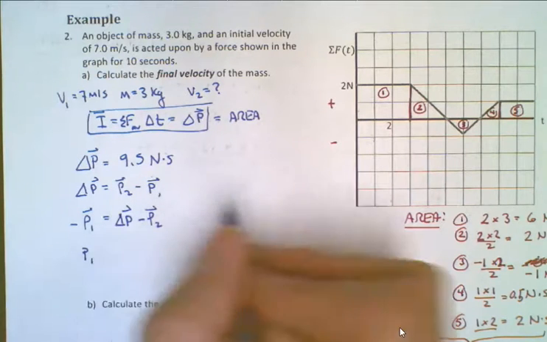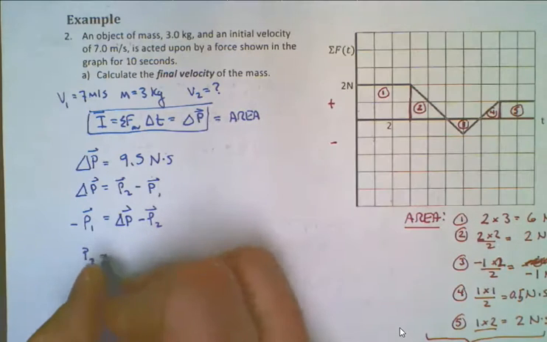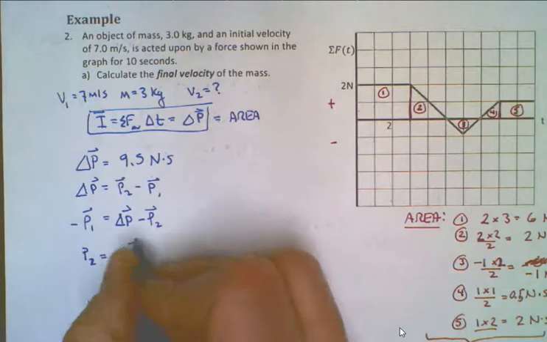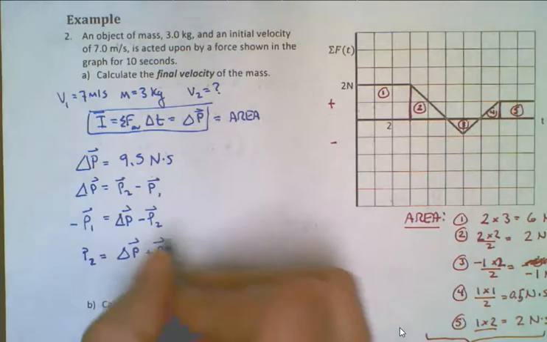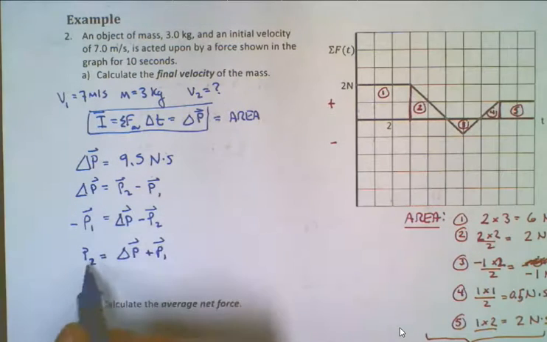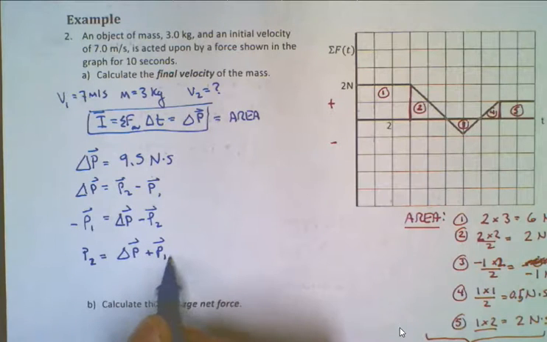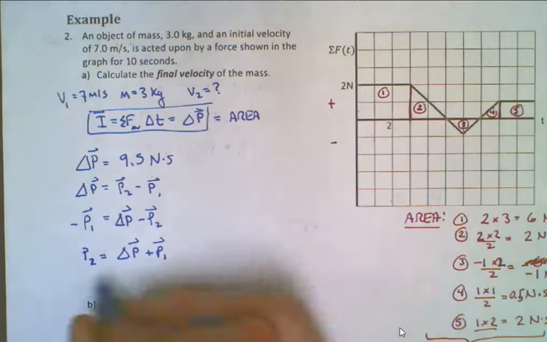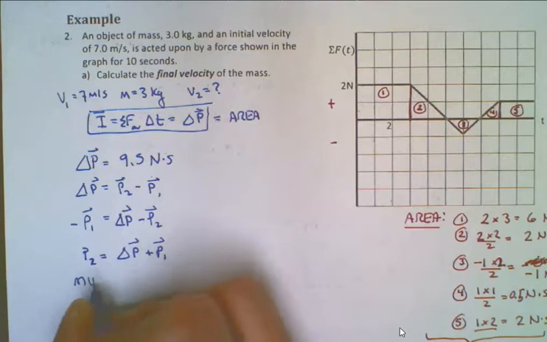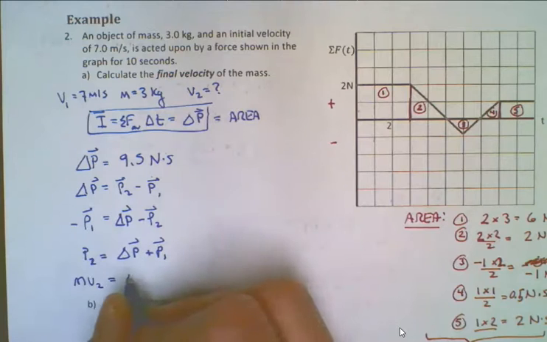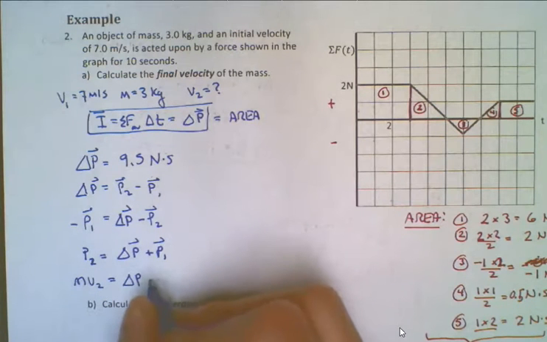So again, me messing up. There we go. I was just solving for the wrong one. So P2 is simply delta P plus P1. Okay, so we know that mv2 is delta P, and I'm just going to drop the vector signs for now, plus mv1.